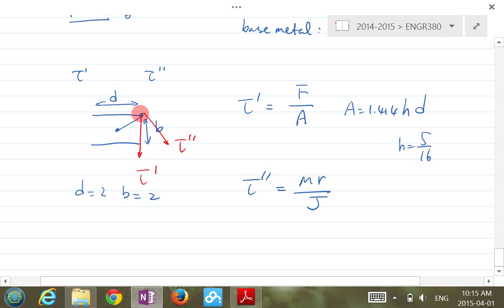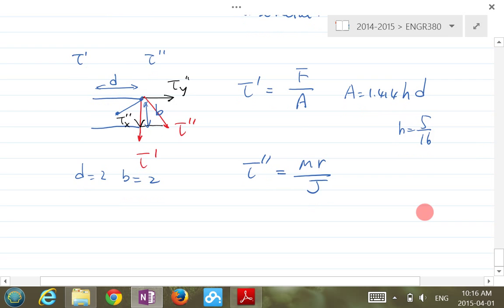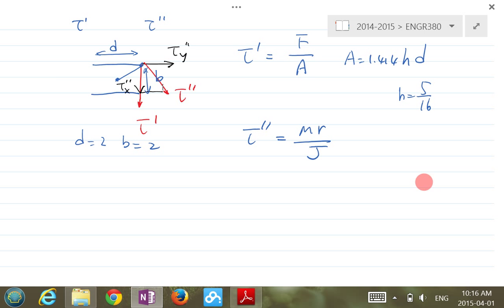I think what should be easier to calculate is, so be careful here. Instead of calculating tau double prime, we calculate the decomposition components of tau double prime. Which means we need this component and this component. So let's say I call these tau y double prime and tau x double prime. The reason why this is easier is because you're going to decompose that anyway in the end.